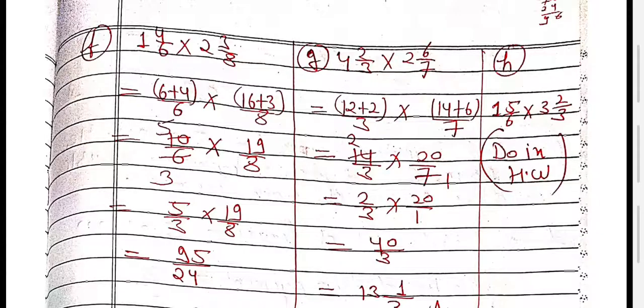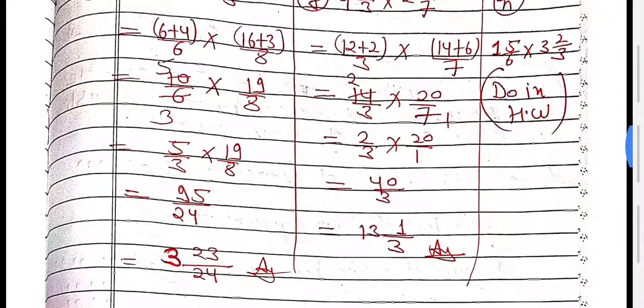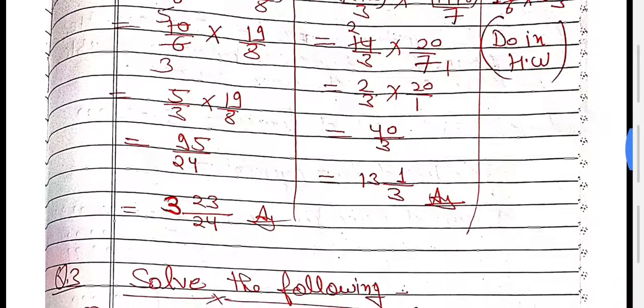Now just check. If they cut, yes, cut. 2 threes are 6. 2 fives are 10. If you divide crosswise, if they are not cut, then right here 5 upon 3 and 19 upon 8 as it is. Now simply multiply. 19 fives are 95. 8 threes are 24. Now when you convert into a mixed fraction, what will you get?